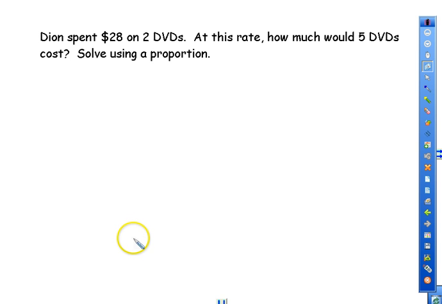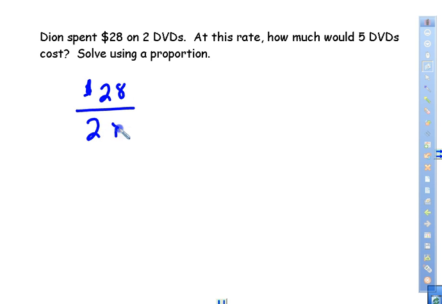It says Dion spent $28 on 2 DVDs. At this rate, how much would 5 DVDs cost? Solve using a proportion. So go ahead and hit pause and solve this. So my first ratio is $28 for 2 DVDs. That's going to equal, since it says at this rate, that's my rate, 28 for 2. How much would 5 DVDs cost?